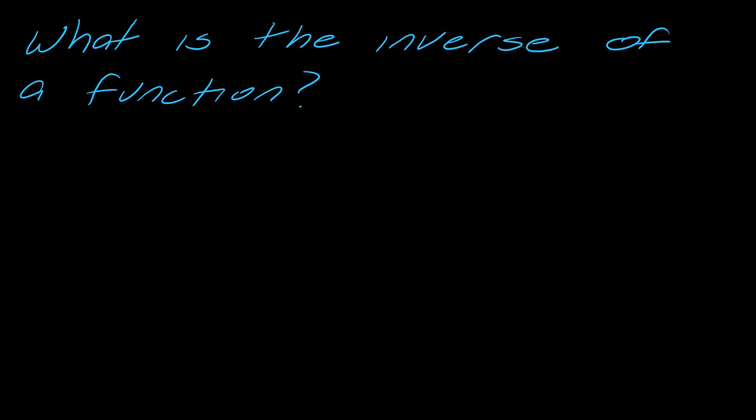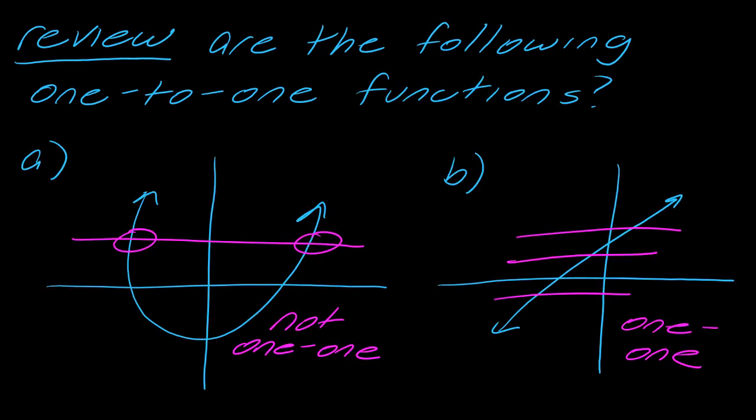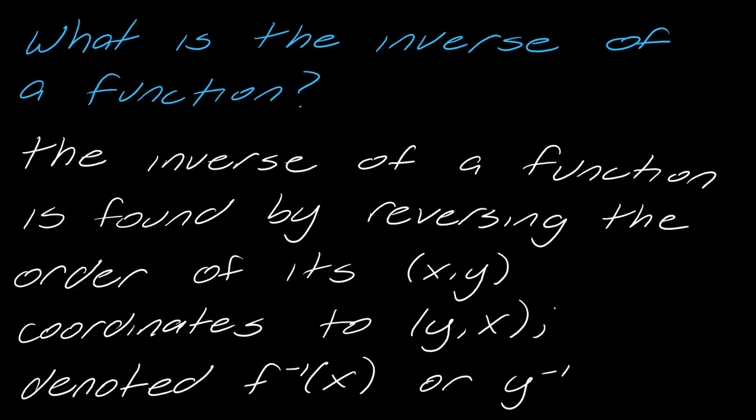And so now we can talk about what is the inverse of a function. The reason why I had to bring up this one-to-oneness is that functions that are one-to-one like this have what's known as inverses. And what is the inverse? The inverse of a function is found by reversing the order of its coordinates from xy to yx. And it's denoted like this, f to the -1. So notice that this is special notation.